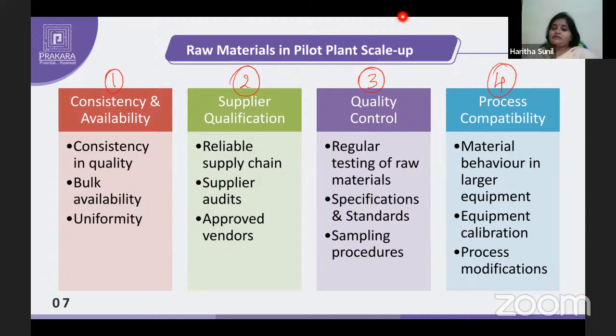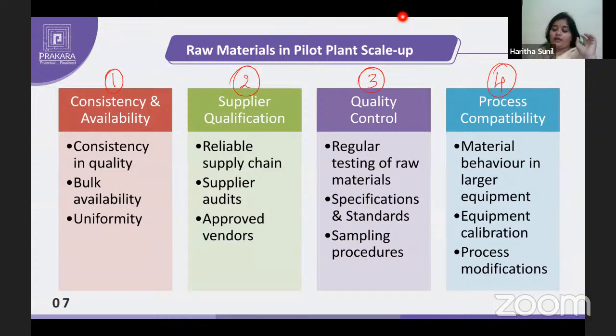in the laboratory scale. Even small changes in the raw material can make a very big difference in the final product, which leads to changes in its performance, safety, as well as efficacy. So there should always be consistency in quality.